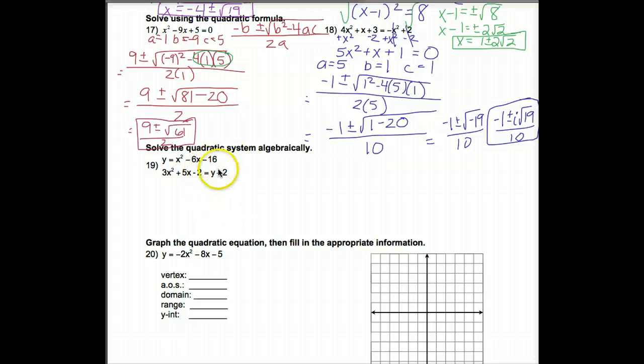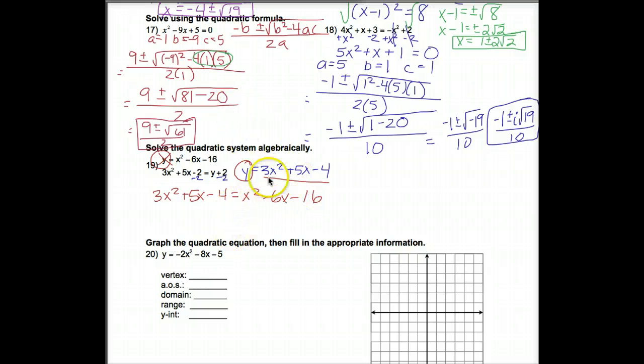Number 19, this is honors only. So regulars, you do not have to do this one. To solve a quadratic system algebraically, first get them both so it's y equals, so subtract this 2. So y equals 3x squared plus 5x minus 4. And then we're going to solve it by substitution. Since these both have a y, that means I can take y out here and put this in its place. So I'm going to put 3x squared plus 5x minus 4 equals x squared minus 6x minus 16.